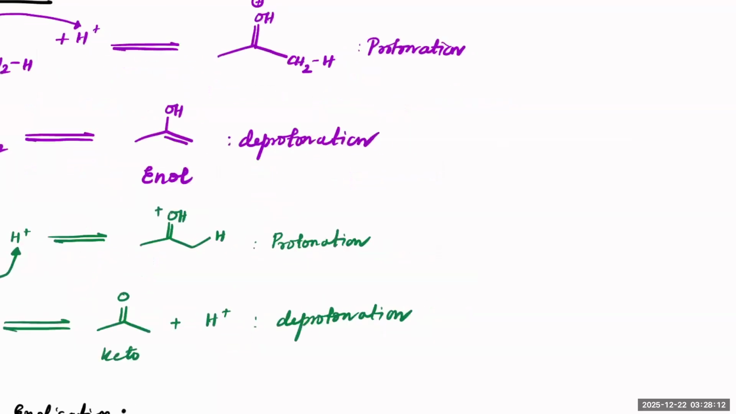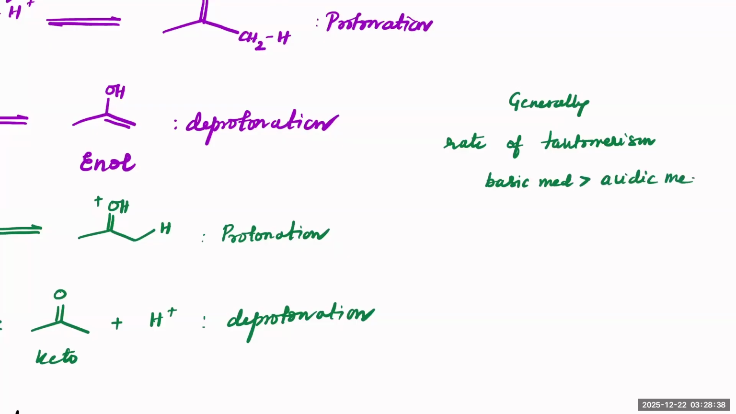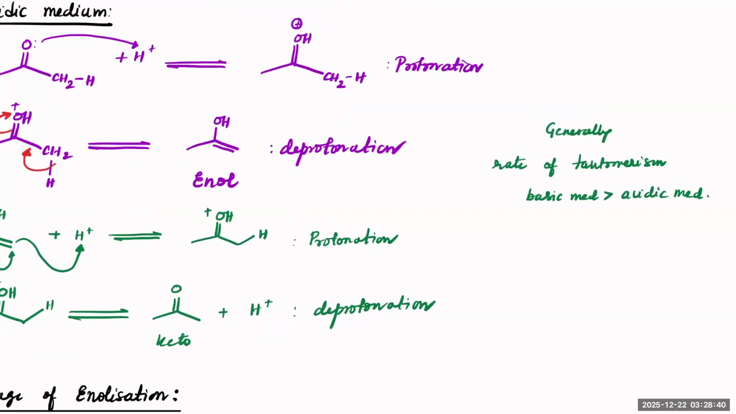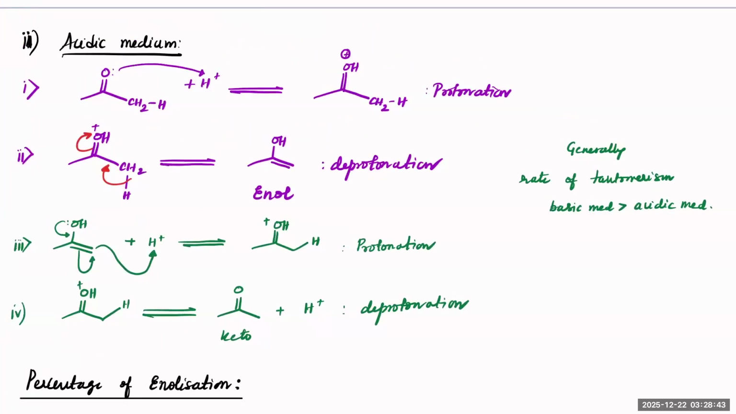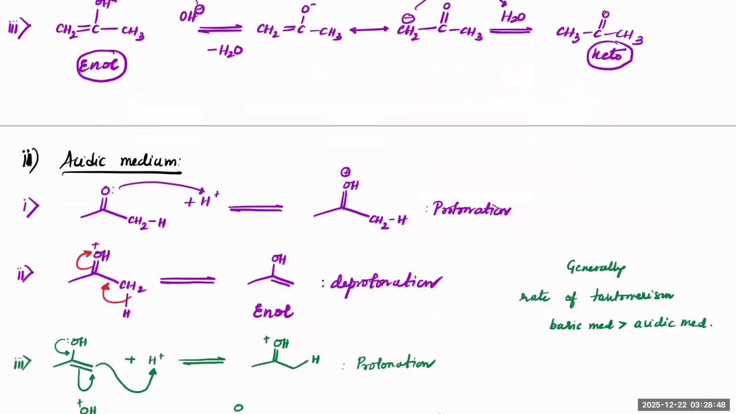Okay. Now, the general funda is, if you compare the rate of tautomerism, then you will notice that basic medium will have a faster rate compared to that of acidic medium. In basic medium, tautomerism happens at a much faster rate compared to that of acidic medium. Everyone clear?